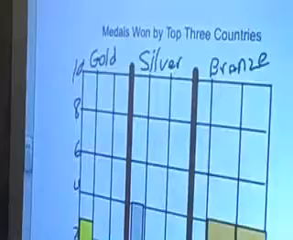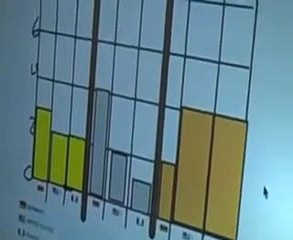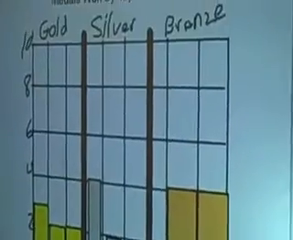So according to our data, the United States won how many gold medals? 2. What does this chart show us now? It shows medals won by top 3 countries. And so you can see that the United States has the most of what color medal? Bronze. We've won the most bronze. Who's won the most golds? Germany. And they've won the most silver, because they have 3 golds and 4 silvers. Good. It's a good chart. Thank you.